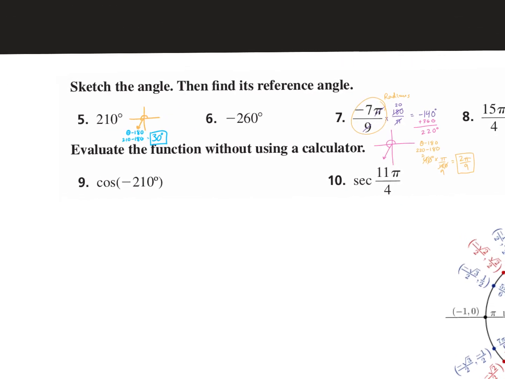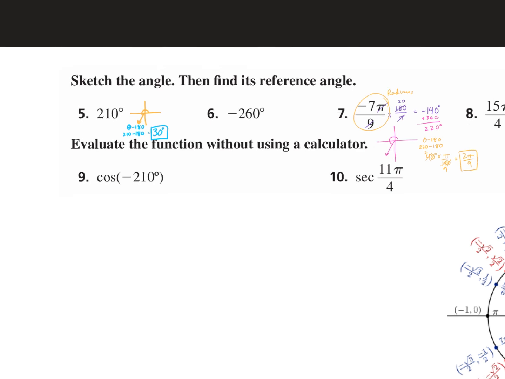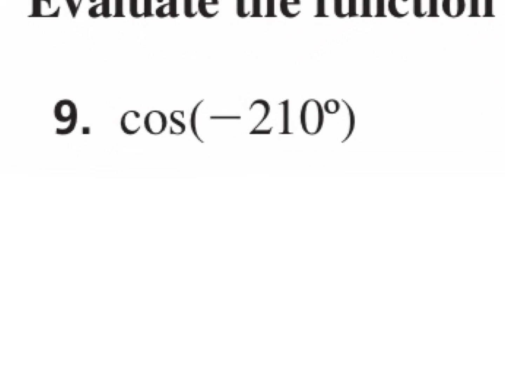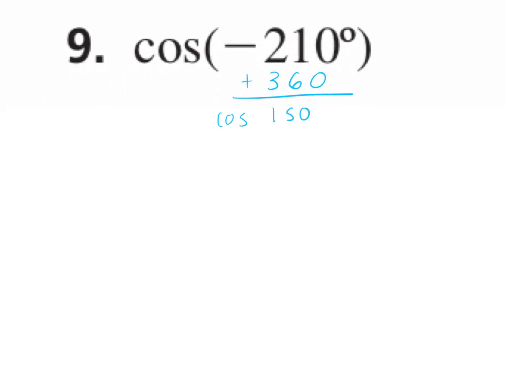Okay, so let's look at the last two examples. So number 9. First thing we want to find is the reference angle. When it gives us a -1, we want to find the positive coterminal angle. So we're going to add 360. So this would be 150. So we're looking for the cosine of 150.